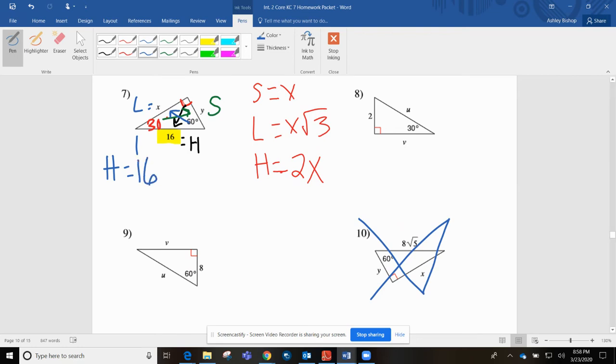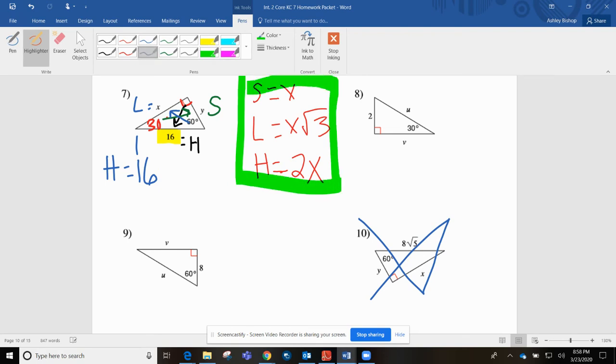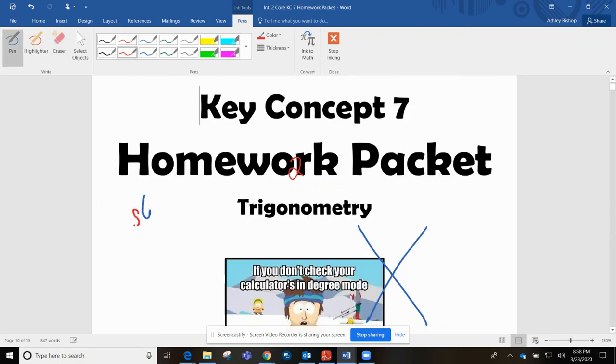And then if we look at our three rules over here, the hypotenuse is equal to 2 times x. So that's also equal to 2 times x. So let's just solve for x. Divide by 2, divide by 2. So x is equal to 8.